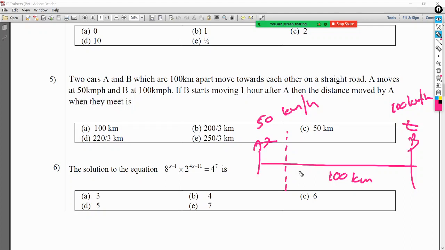Then the distance moved by A when they meet is. But first B starts after A moves for 1 hour. Therefore during that 1 hour this guy has traveled 50 kilometers.